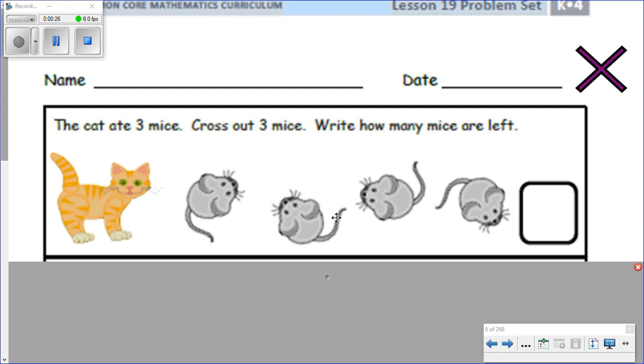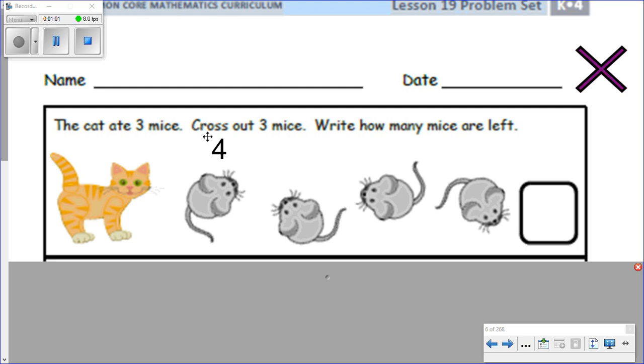Here's our first math story. Read along with me. The cat ate 3 mice. Cross out 3 mice. Write how many mice are left. Let's first look at how many mice we are starting with before the cat eats any of them. 1, 2, 3, 4. So we are starting with 4 mice.